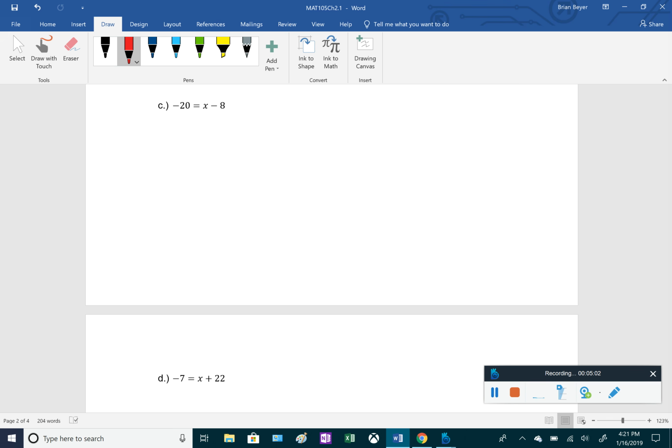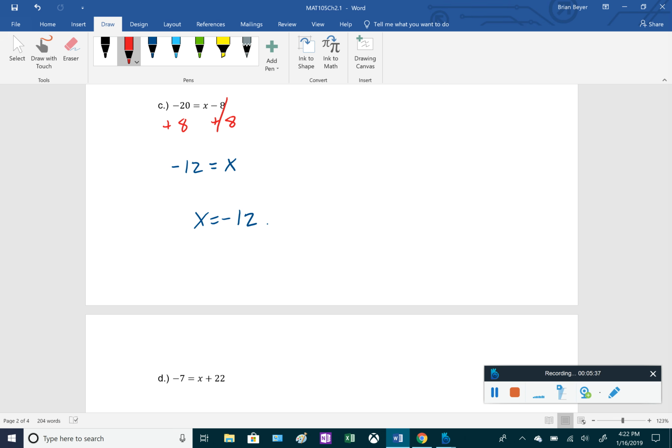So we need to solve for x. We need to get rid of this negative 8 on the right-hand side, so we need to add 8 to both sides. That cancels it over here, so we're left with x on the right-hand side, and negative 20 plus 8 on the left-hand side. Negative 20 plus 8 is negative 12. I'm just going to rewrite it so the variable's on the left. It's just better form. So we have x equals negative 12.